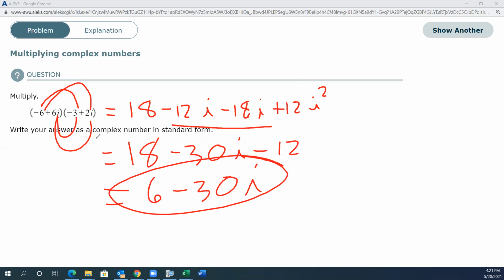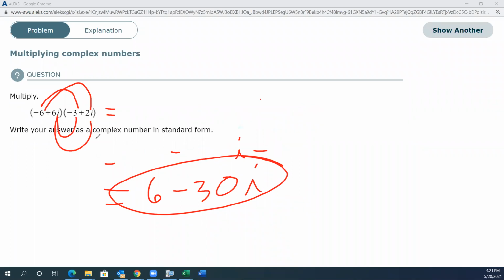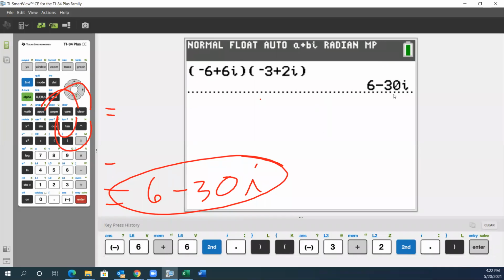And you know what? Why don't we just check our work on that one? But first, I've got to do some erasing so I can actually see the calculator. Let me go to that. Okay, so I'll just pause it and put it in. Check this out. 6 minus 30i.